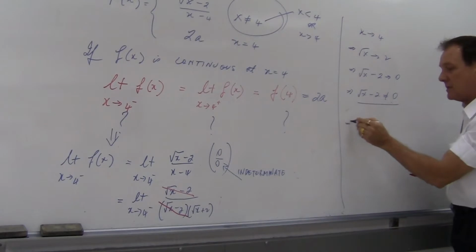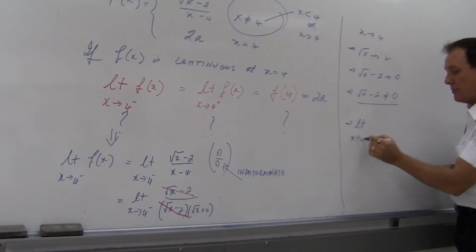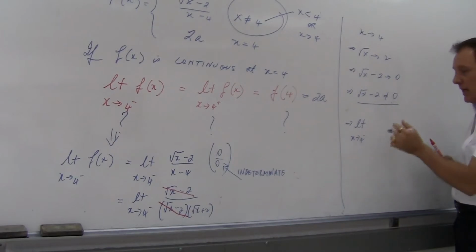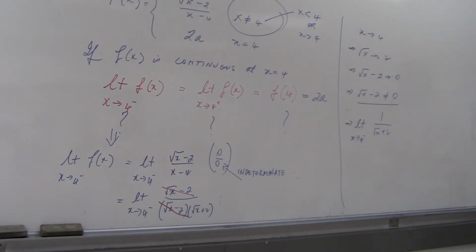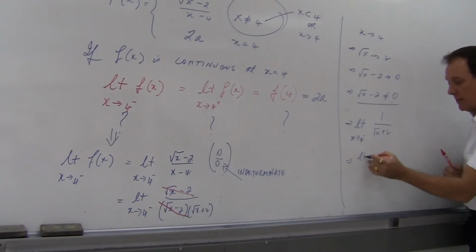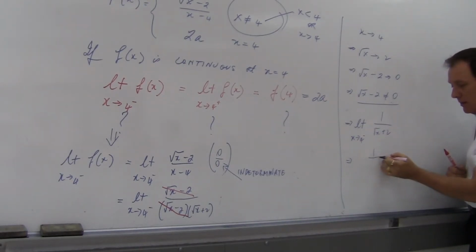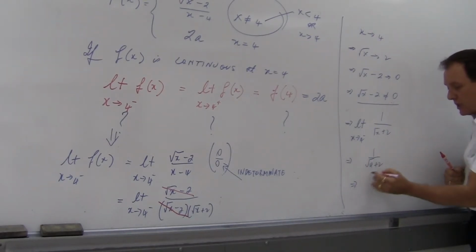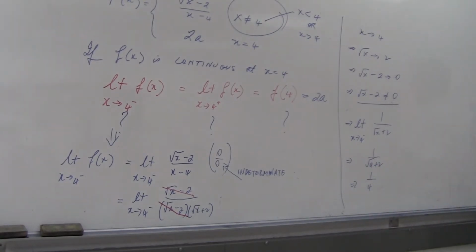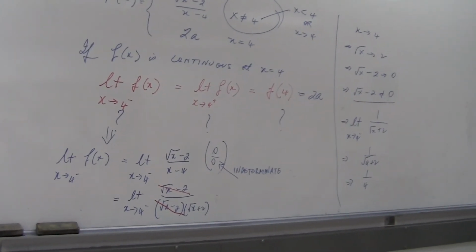Alright, so our limit becomes limit X approaches 4 from below, and what have we got here now? 1 over root X plus 2. Alright, so we end up with limit of what? Well, as X approaches 4, here we're going to equal, let's see, 1 over root 4 plus 2. So it looks like 1 over 2 plus 2, 4. And that's the limit from below.